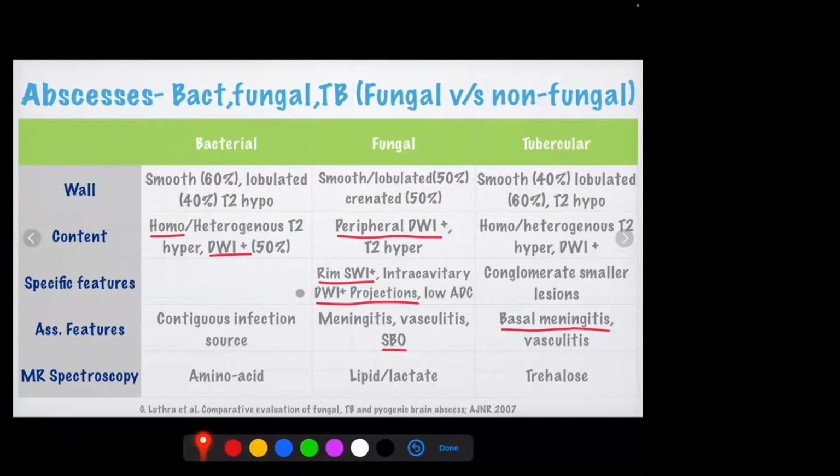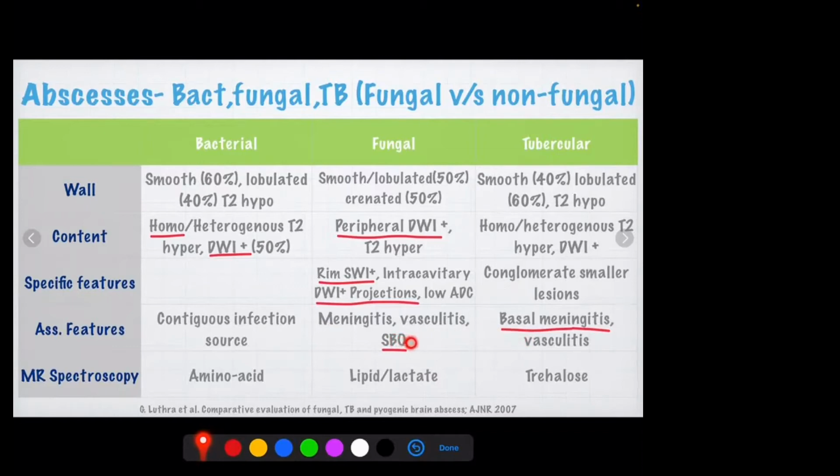So what are the specific features? As I said, we look for the blooming ring on SWI in a fungal case. If we find a diffusion restricting projection, it is more likely fungal. This is more of an observation rather than evidence-based, that conglomerate smaller lesions are more likely to be tubercular, but this is just a soft point and we can't overinterpret it. Associated feature, we should always look for contiguous infection, the same in bacterial and fungal. Not so common in TB, because obviously it doesn't come from the paranasal sinuses or the ear.